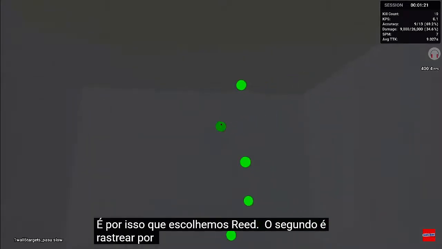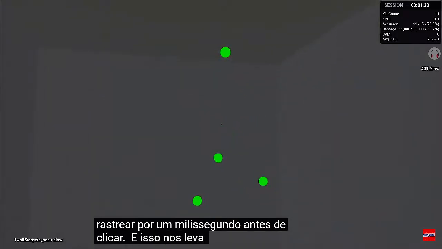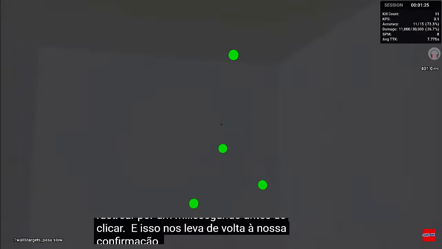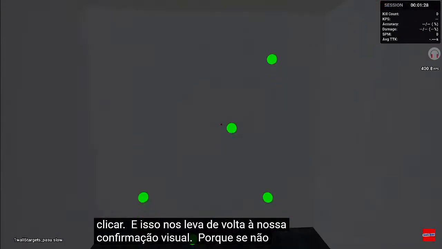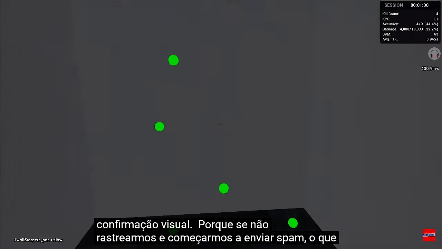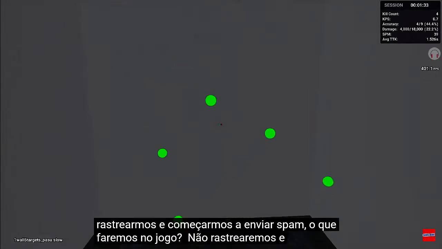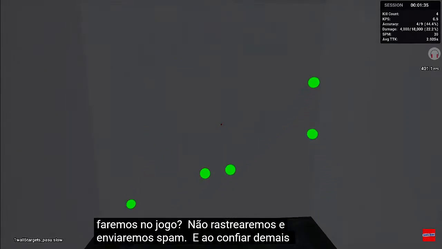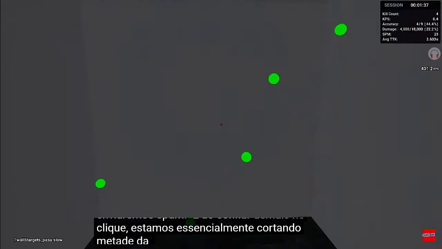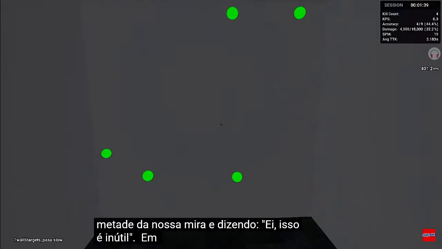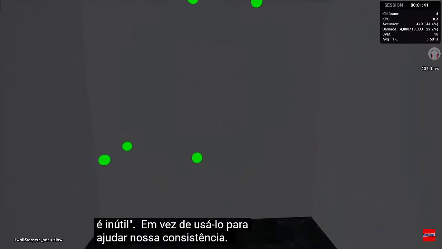Secondly, is to track for a millisecond before clicking. And this goes back to our visual confirmation. Because if we don't track and we start spamming, what will we do in game? We won't track and we'll spam. And by overly relying on clicking, we're essentially cutting off half of our aim and saying, hey, this is useless, instead of using it to assist our consistency.